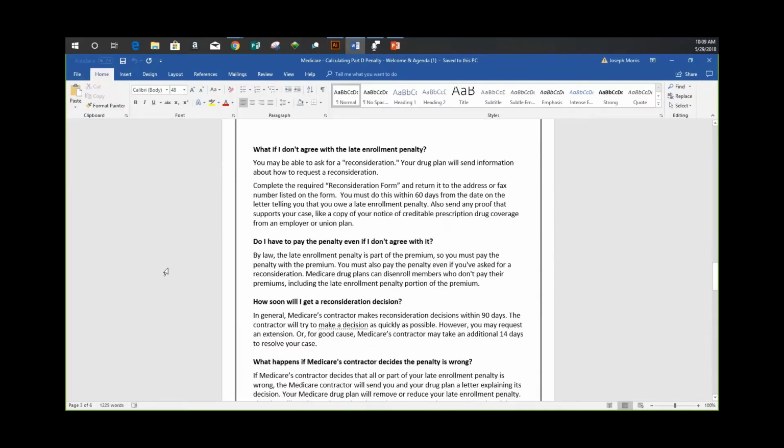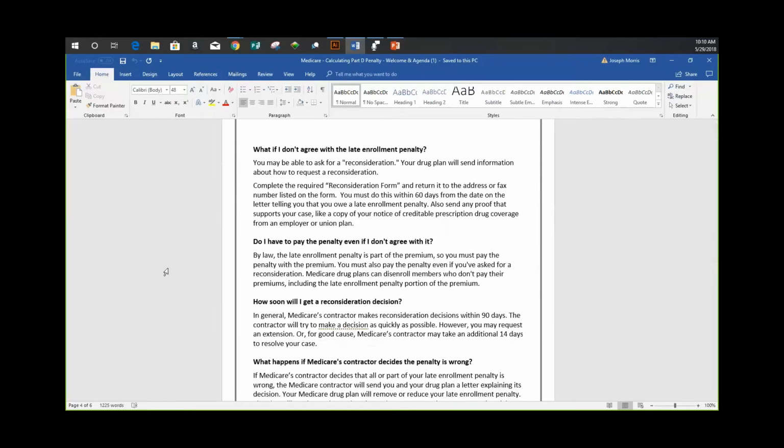So what if Mrs. Martinez, or your client, or you would disagree with the late enrollment penalty? Well, you may ask for reconsideration. Your drug plan will send you information on how to request a reconsideration. You would complete the required reconsideration form and return it to the address or fax number listed on the form.